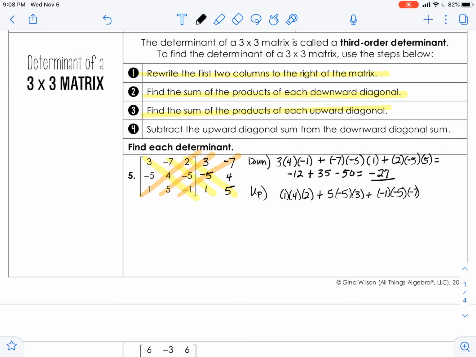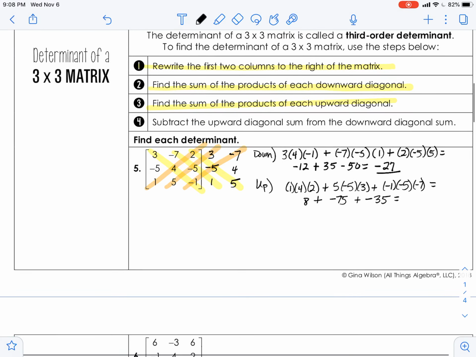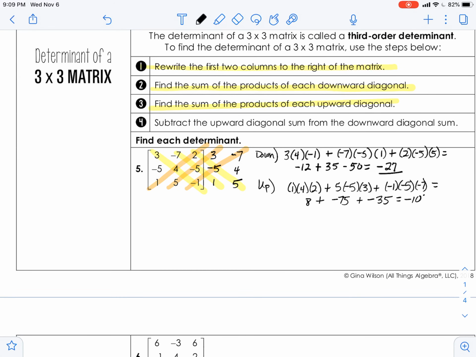It is, again, very crucial that you watch your signs, double check everything before you just call it good. So we've got 8 plus a -75 plus a -35. Okay, so let's add all those up. That'd be 110 and 8 minus that, so a -102. Okay, so those are my two.